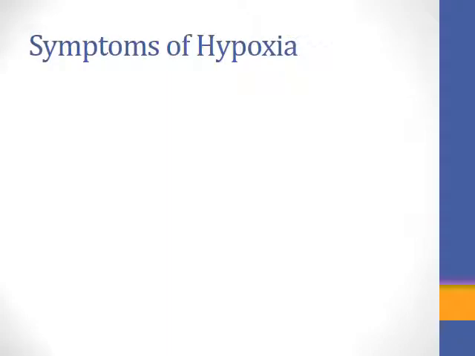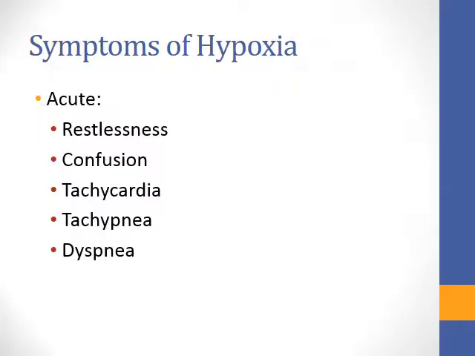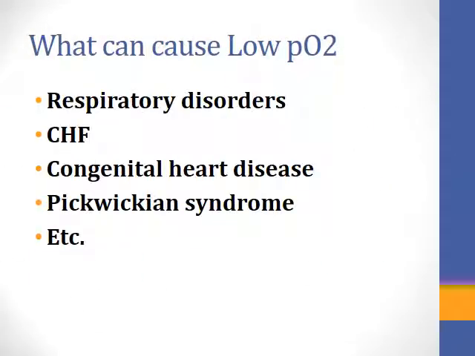Symptoms of hypoxia. With acute hypoxia, you'll see restlessness, confusion, tachycardia, tachypnea, dyspnea. With chronic, you would see finger clubbing. What can cause a low PO2? Obviously respiratory disorders, congestive heart failure, congenital heart diseases. Again, you'll see that Pickwickian syndrome in there. It's anything that does not allow adequate perfusion, then we're going to see this problem.